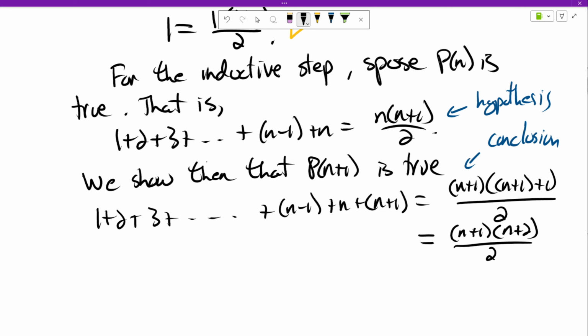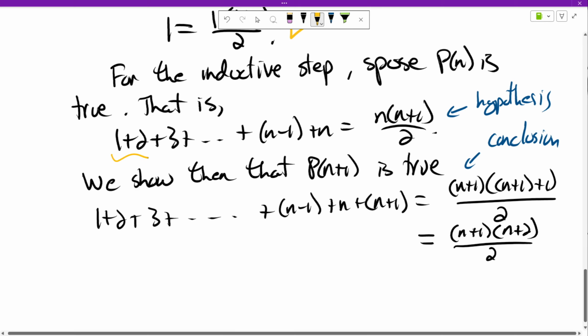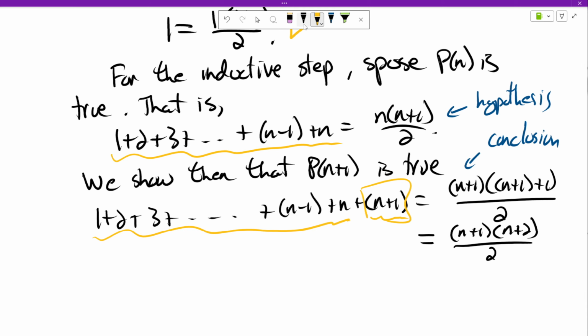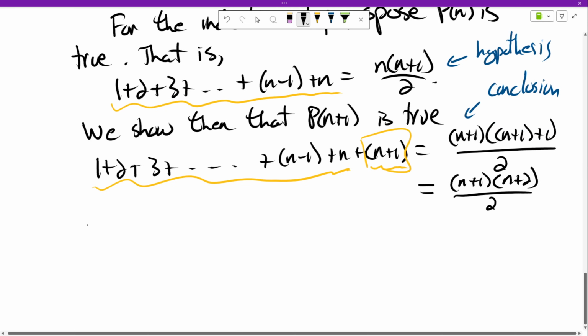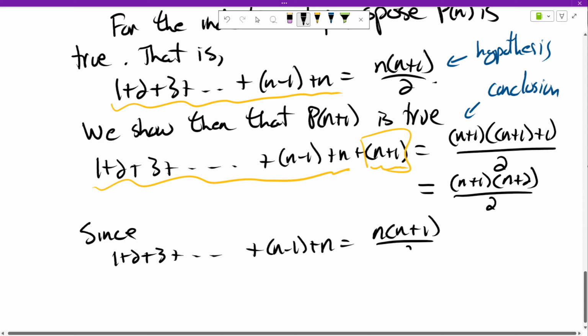Well, the way in which you go from the hypothesis to a conclusion, at least if you compare the left-hand sides, is you need to add on an n plus 1. So if we take our hypothesis line and we add on an n plus 1, we get to the conclusion left-hand side. So let's do that. Okay, so I'm going to scroll down a little bit more. So since 1 plus 2 plus 3 plus ... plus n minus 1 plus n is n times n plus 1 over 2, that's our hypothesis.